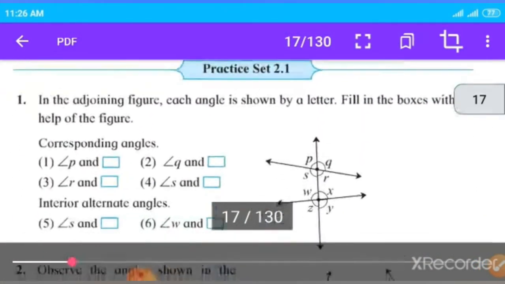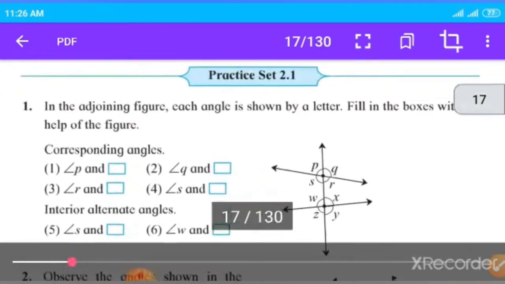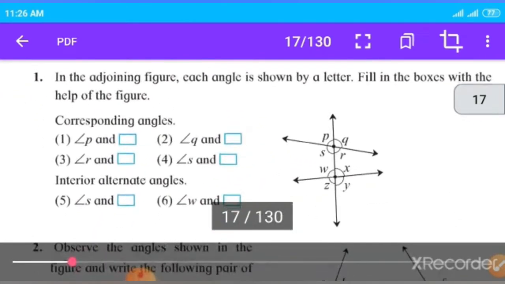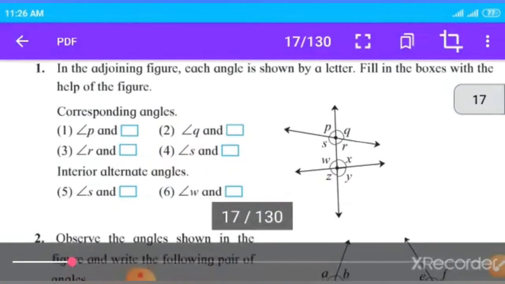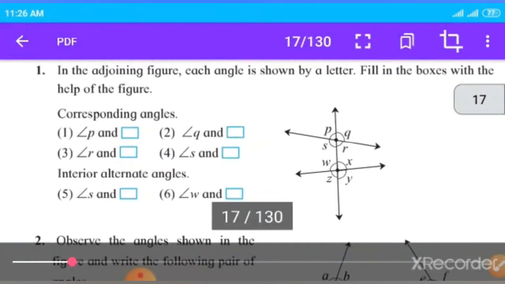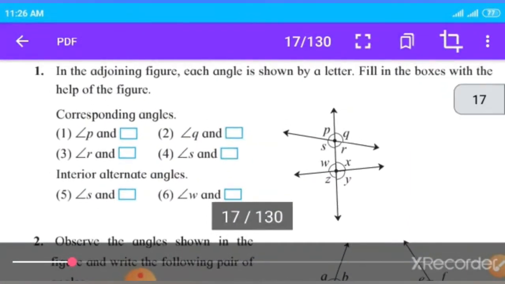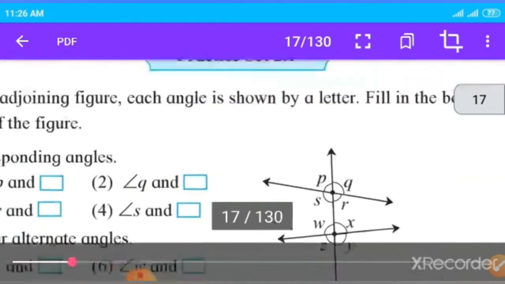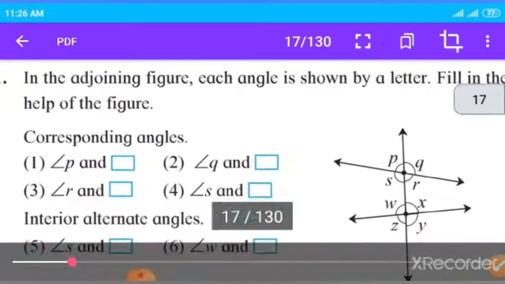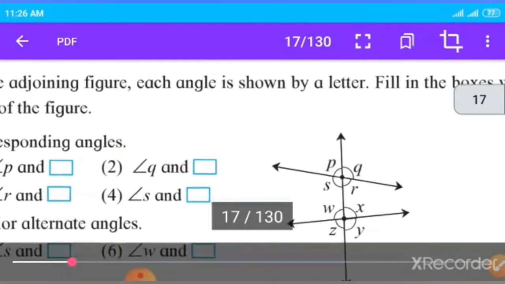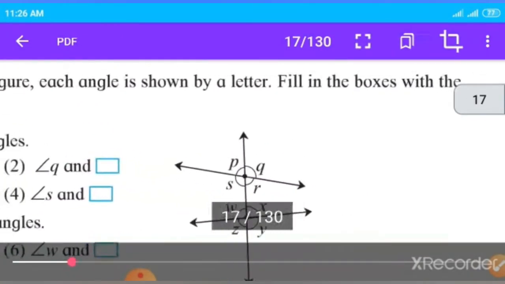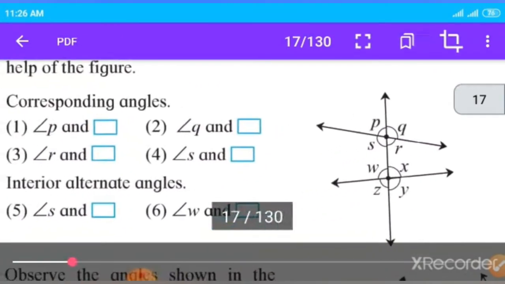Okay. Can you solve the practice set? In the adjoining figure, each angle is shown by a letter. Fill in the boxes with the help of the figure.